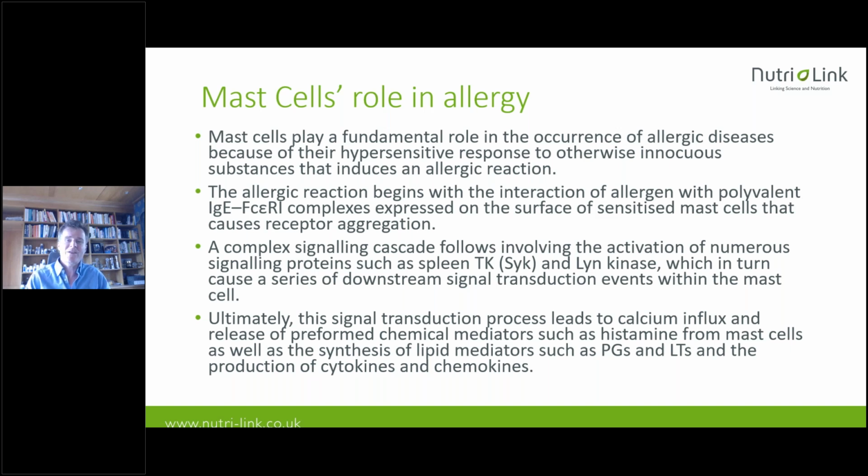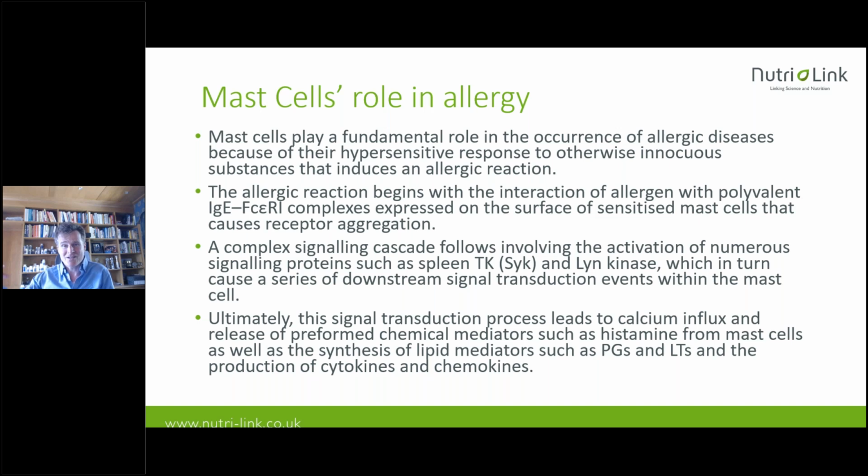It begins with the interaction of the allergen with something called a polyvalent IgE, and it's got this curious code, the FcεRI complex. It's just this receptor on the histamine cell and on the surface of sensitized mast cells that then causes receptor aggregation. So then with the complex series of cascades that many researchers have dedicated their lives to, it involves the activation of numerous signaling proteins and something called spleen TK and Lyn kinase, lots of kinase enzymes in the body, which in turn cause a series of downstream signal transduction events within the mast cell.